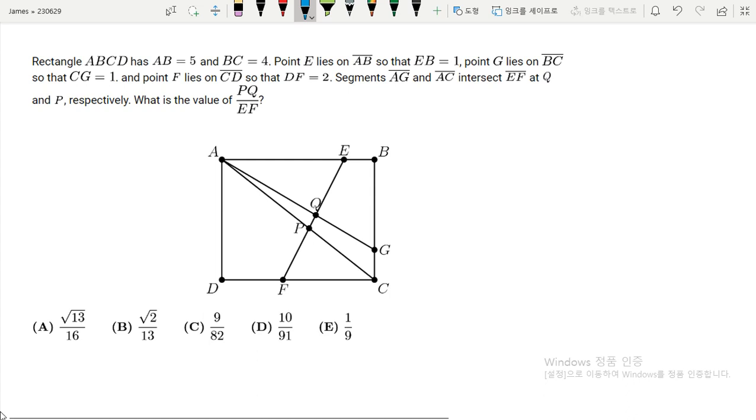So the length of a rectangle is 5 and the width is 4. So if we make the coordinates, I'm going to put the point D at the origin. So A's coordinates are 0 and 4, and C's coordinates are 5 and 0. And B's coordinates are 5 and 4.